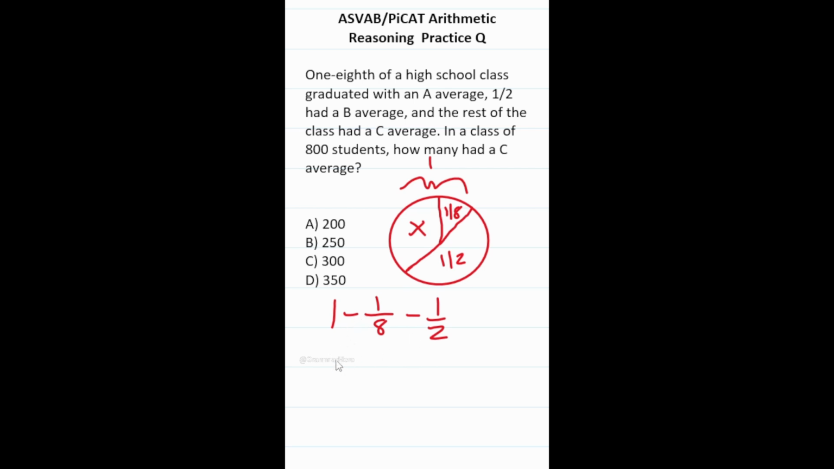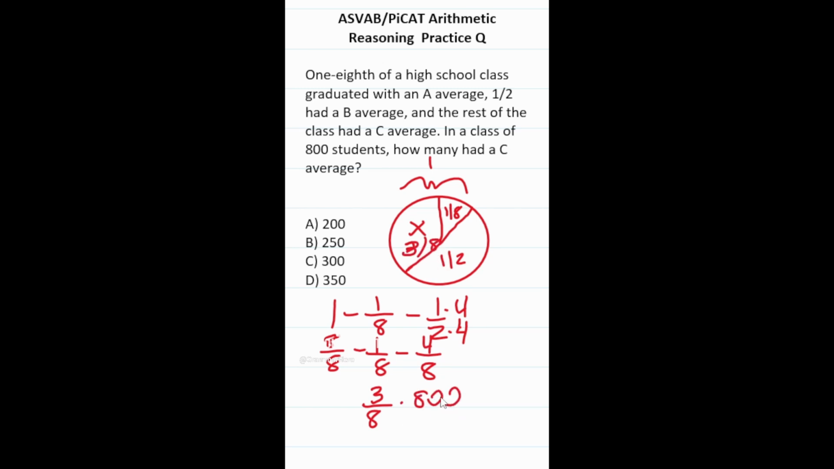So we need a common denominator. That's going to be 8. To write 1 as a fraction with the denominator of 8, that's going to be 8 over 8. 8 divided by 8 is 1, minus 1/8, minus, again, we're going to have a common denominator of 8, so we're going to multiply this by 4. And now we can do the subtraction. 8 minus 1 minus 4 is going to be 3. So 3/8 of this class graduated with a C average.